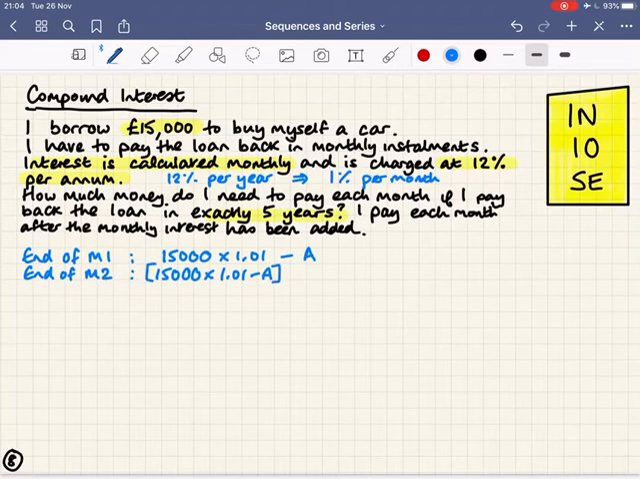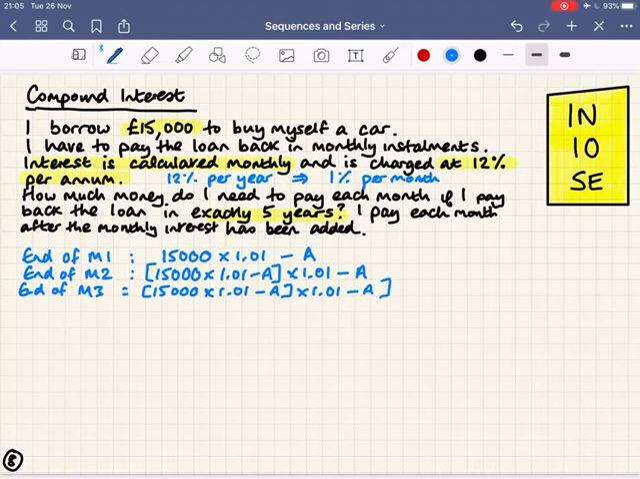And then I'm going to multiply that by 1.01 because I'm paying interest on what was left at the end of month 1. And I'm going to subtract A again. And then at the end of month 3, I'm going to have what I had at the end of month 2. I'm just going to copy that out from above, minus A, times 1.01 minus A, and then I'm going to take all of that, and I'm going to multiply that by 1.01 and subtract A.